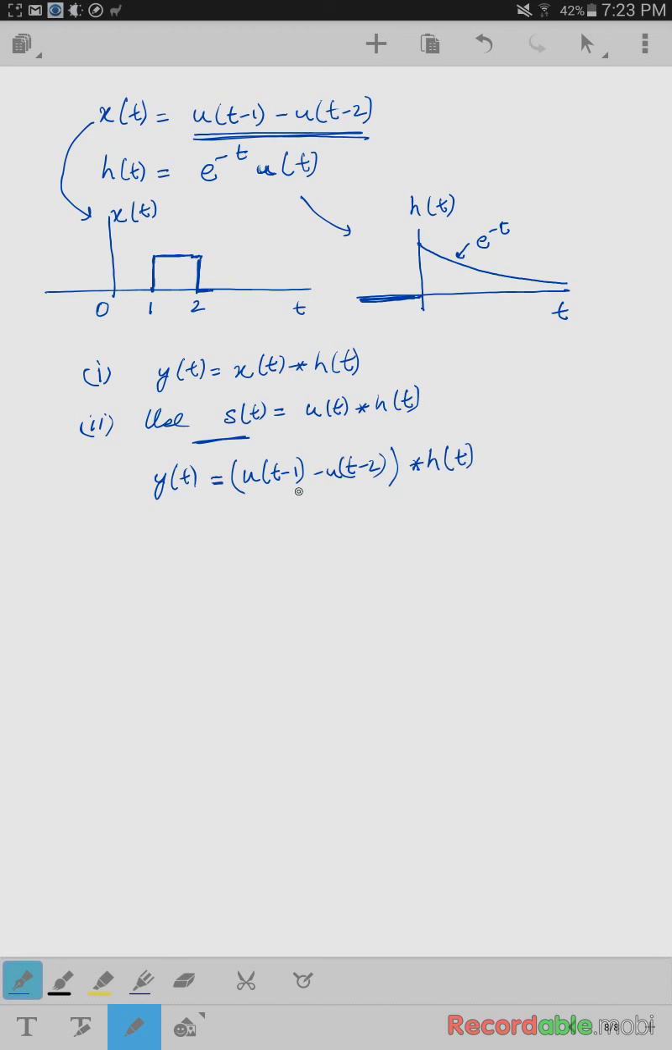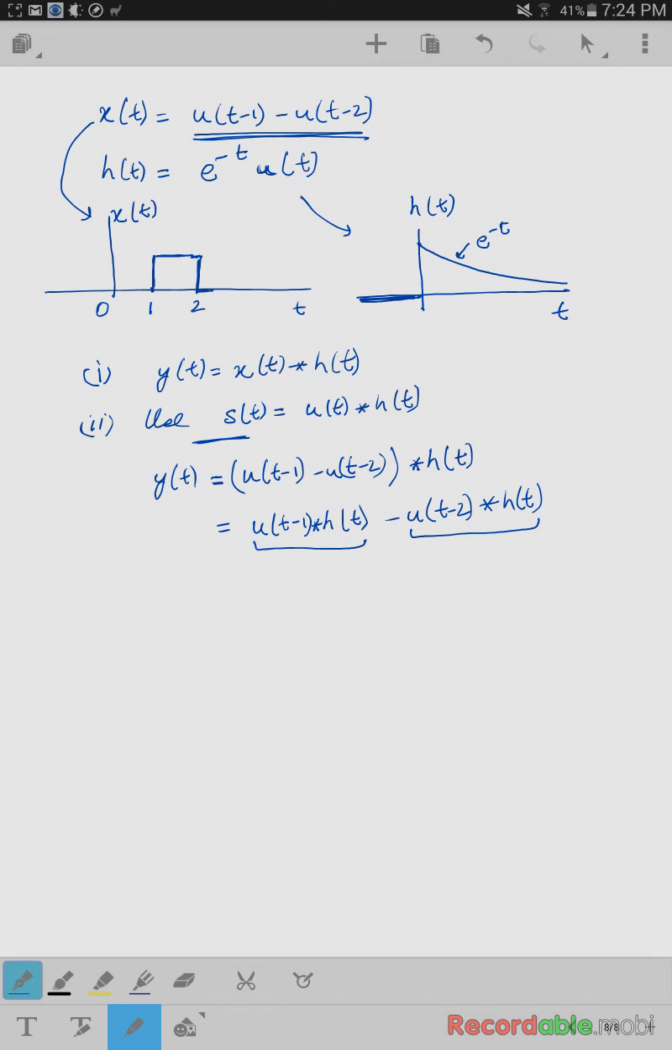So now remember, convolution distributes. So this is u(t-1) convolved with h(t), minus u(t-2) convolved with h(t). So what we can do is evaluate these two quantities separately, clearly. But the interesting thing here is that this is just a shifted input, a delayed input being put into a linear time invariant system. So the output is going to be delayed by the same amount. That's the property of time invariance.